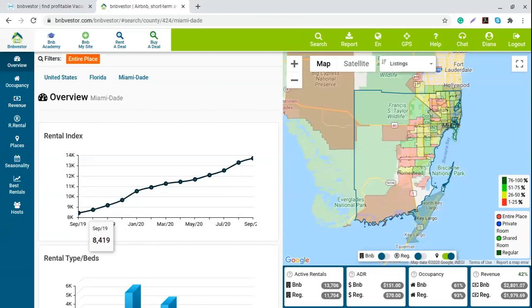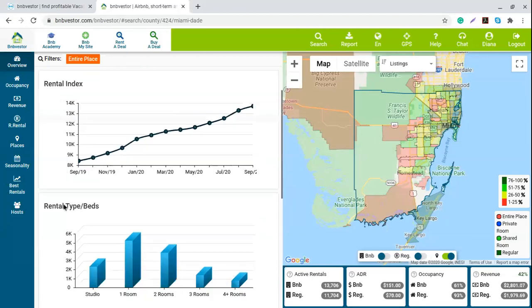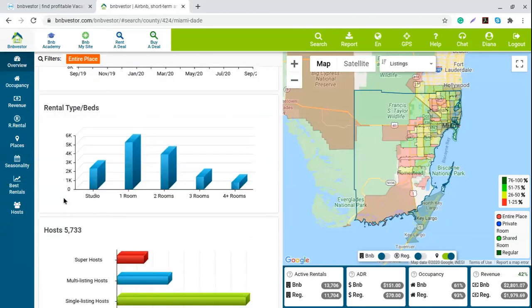listings on Airbnb, this amount of listings. But then October, November, until now, well, this month is about to be over. So September right here, you can see this amount of listings. Rental index. Now below, you can also see the same number of rentals, but now divided by the type.